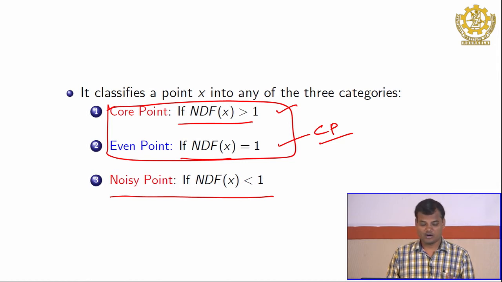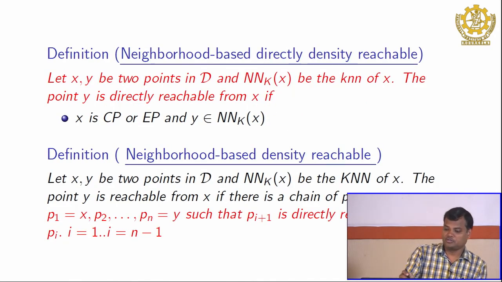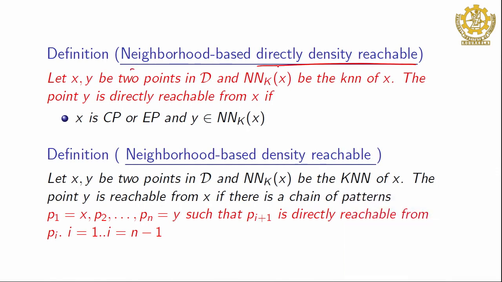Having defined these three categories of points, we will now define a few terms that are exactly the same as in DBSCAN, but the definitions differ a little, because DBSCAN talks about everything in terms of density, while here we talk about the neighborhood. So here we go. This is directly density reachable, but we call it neighborhood-based directly density reachable. Earlier we talked about directly density reachable, so they introduced the term neighborhood-based density reachable.